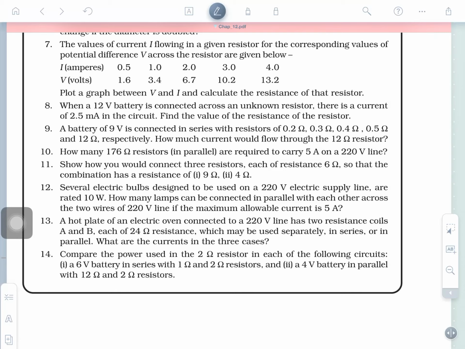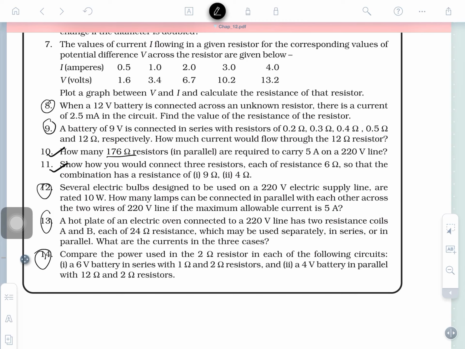I gave you the questions from the NCERT exercise, chapter 12, Current Electricity. Question number 10 I made you solve in class, in the problem register, and question number 11 also. I gave you question numbers 8, 9, and 12, 13, 14 also. Some of the students wrote to me on WhatsApp to know the answer.